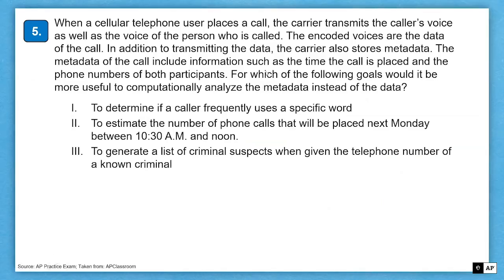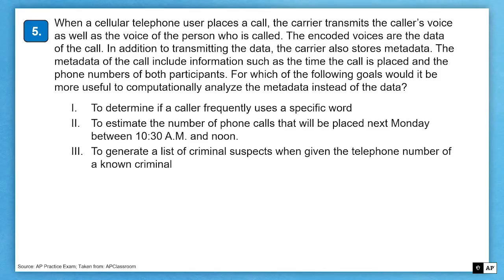Next question, when a cellular telephone user places a call, the carrier transmits the caller's voice as well as the voice of the person who is called. The encoded voices are the data of the call. In addition to transmitting the data, the carrier also stores metadata of the call, including information such as the time the call is placed and the phone numbers of both participants. For which of the following goals would it be most useful to computationally analyze the metadata instead of the data?